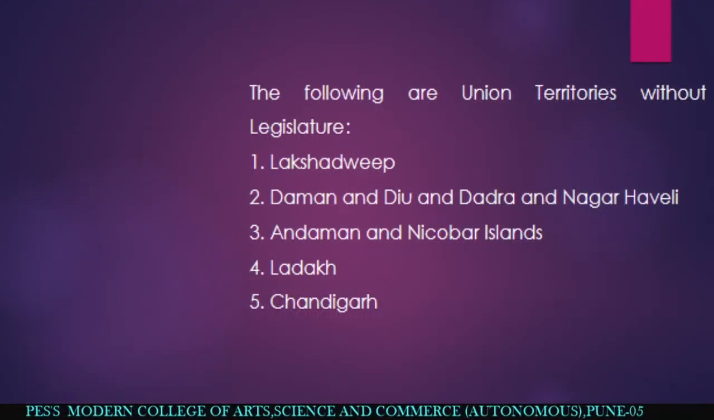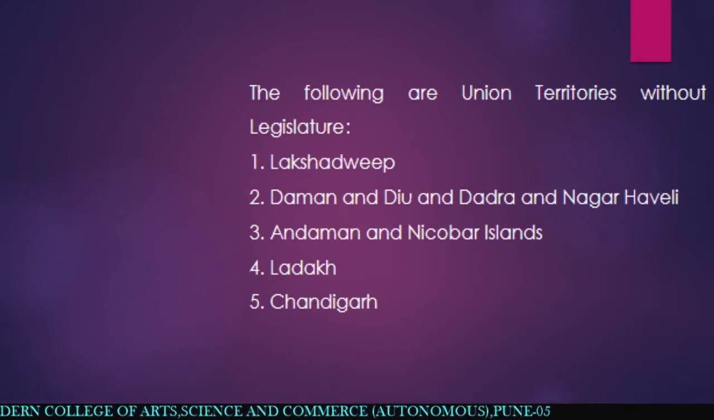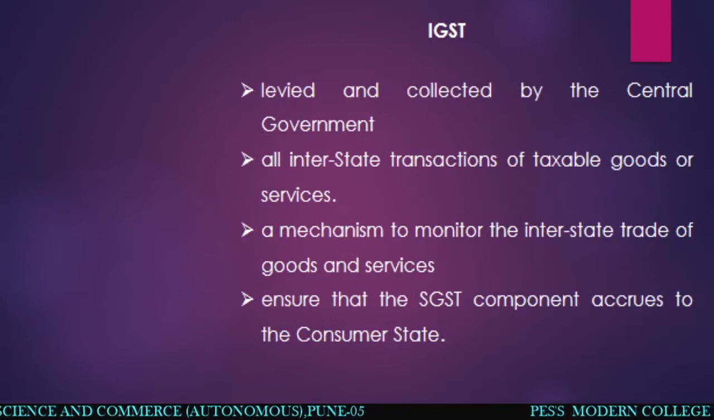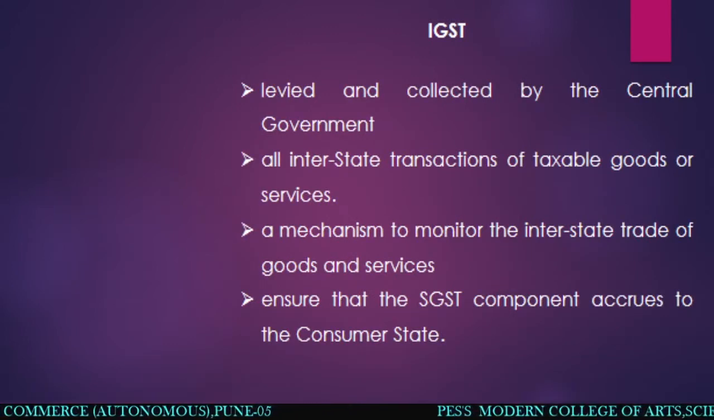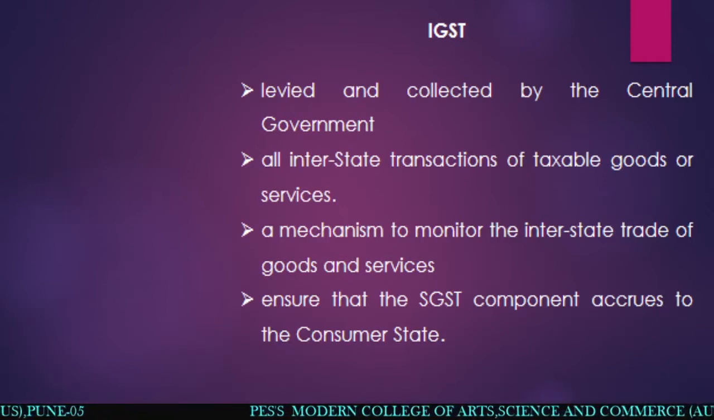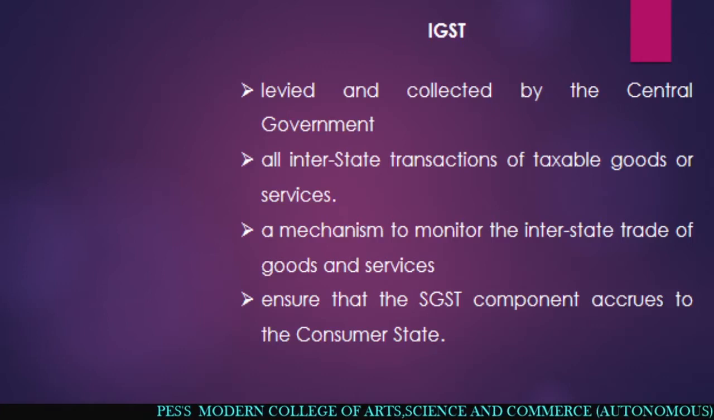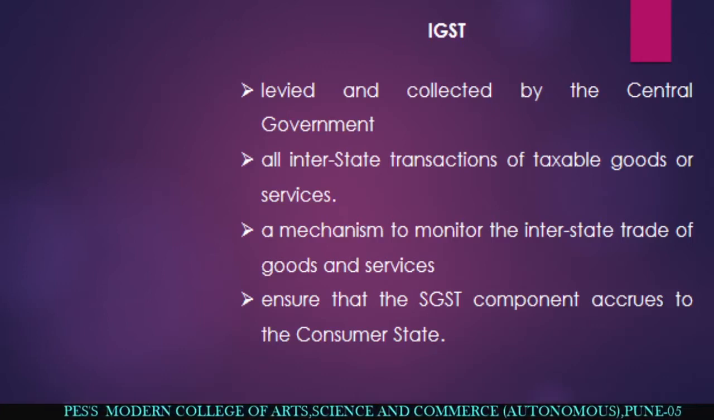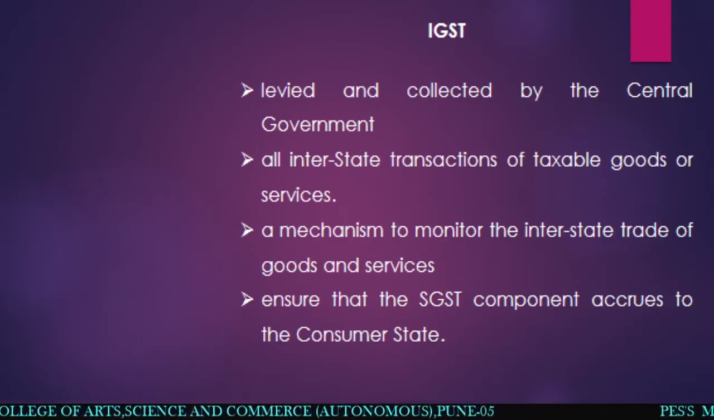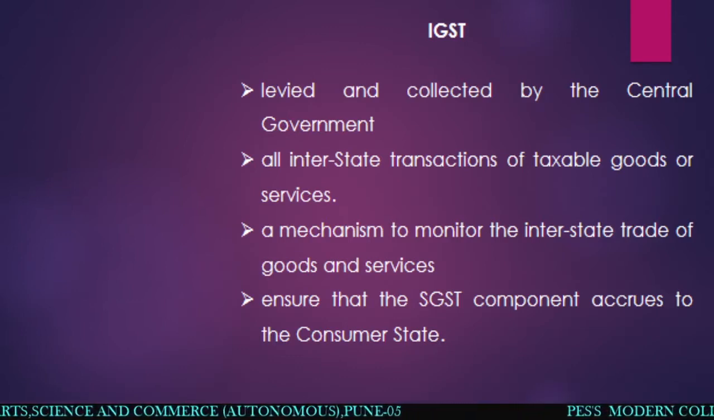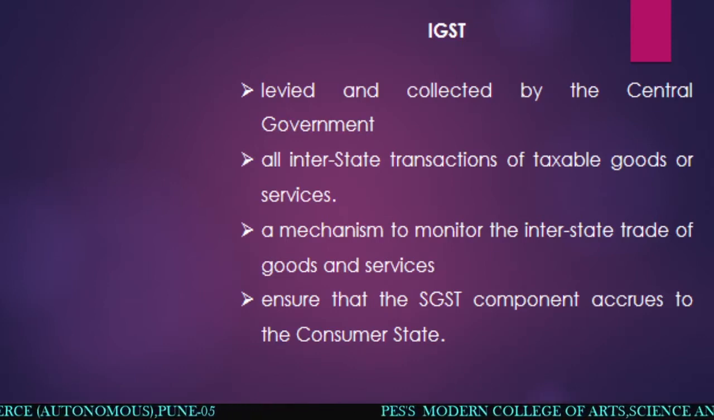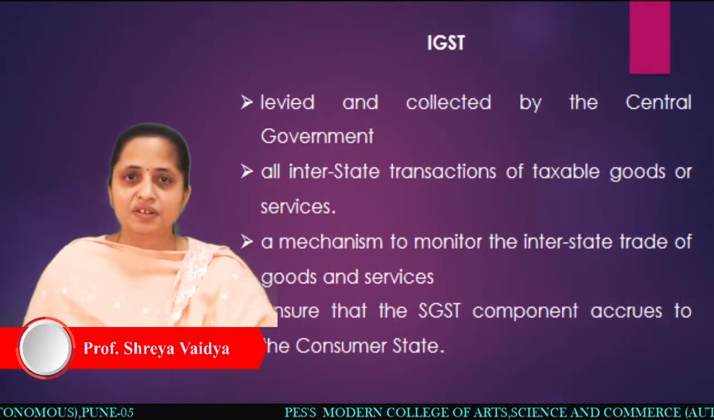Now IGST. IGST is a mechanism to monitor the interstate trade of goods and services and ensure that the SGST component accrues to the consumer state. It would maintain the integrity of the input tax credit chain in interstate supply. The IGST rate would broadly be equal to the CGST rate plus the SGST rate. IGST would be levied and collected by the central government on all interstate transactions of taxable goods and services.